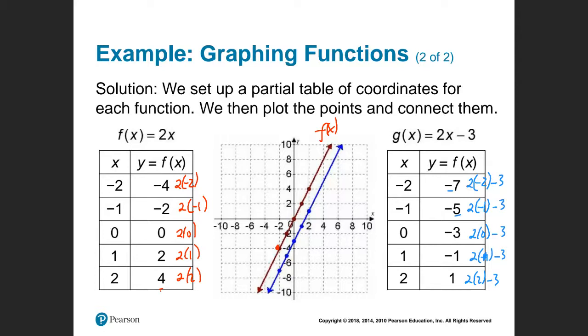After that, just look at the points. Negative 2, negative 7 on the bottom. Then negative 1, negative 5. After that, 0, negative 3. Then 1, negative 1, and 2, 1. Okay, the blue one is g of x.